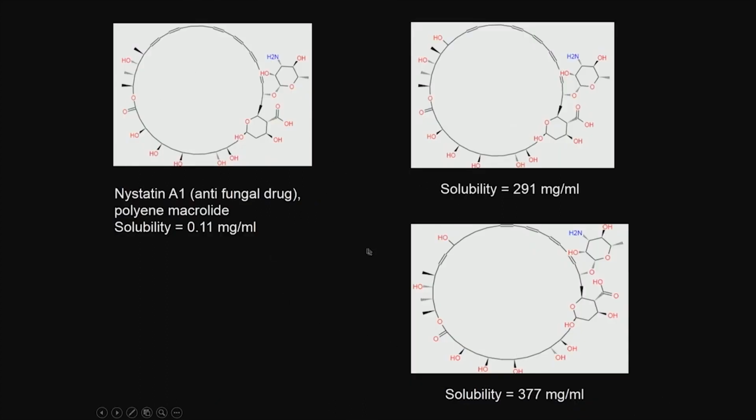Look at these drugs, these are all antifungal drugs. As I originally said, antifungal drugs always have poor solubility. Look at this, this is called a polyene macrolide, it is a huge structure. So, it is called a macrolide, the solubility is 0.11 milligram per ml. As we can see here, the solubility is 291 milligram per ml. Okay. And then look at this, solubility has become 377 milligrams per ml.